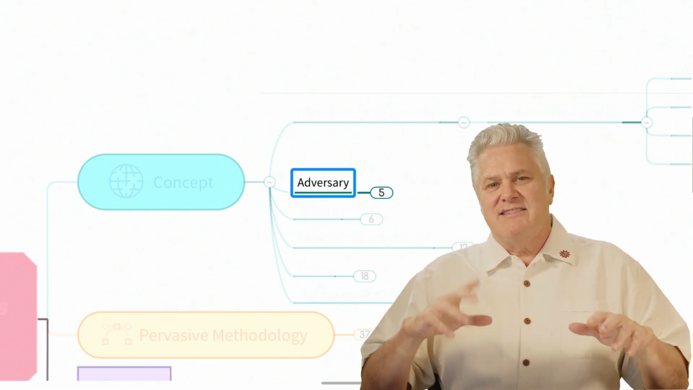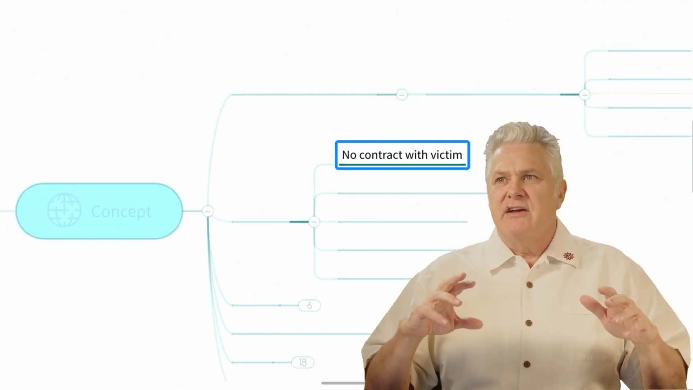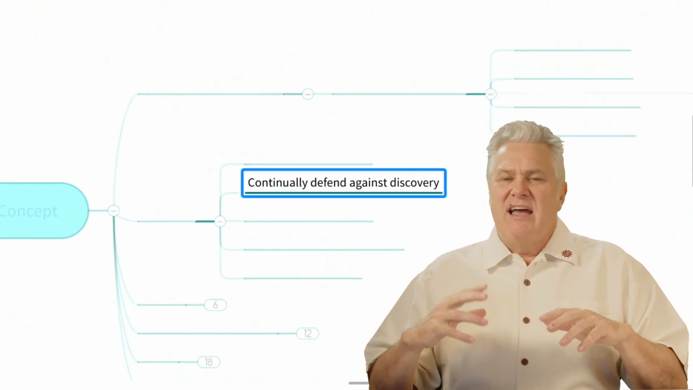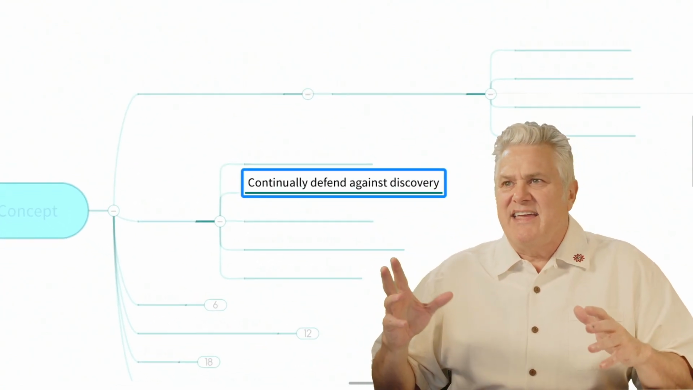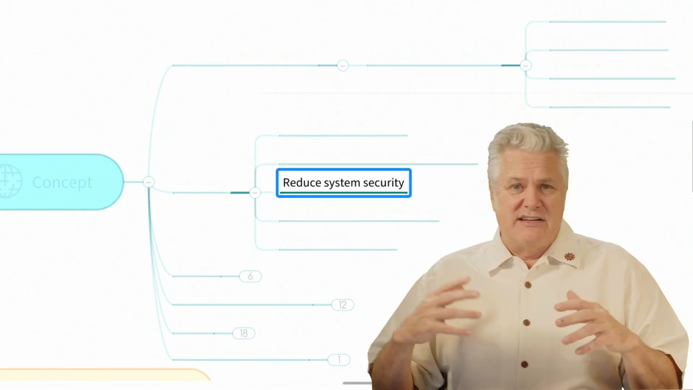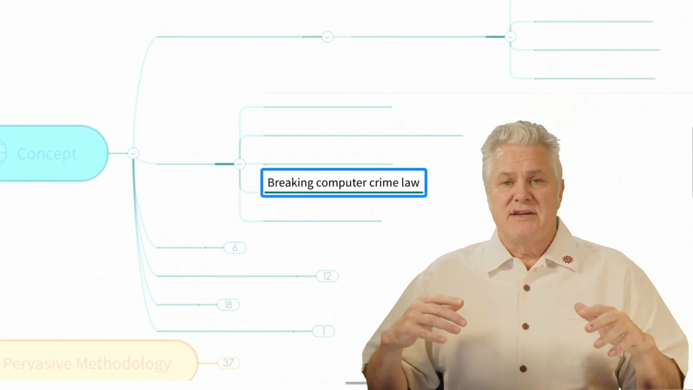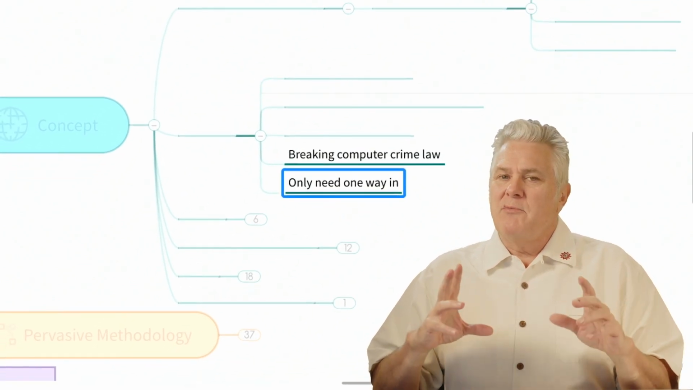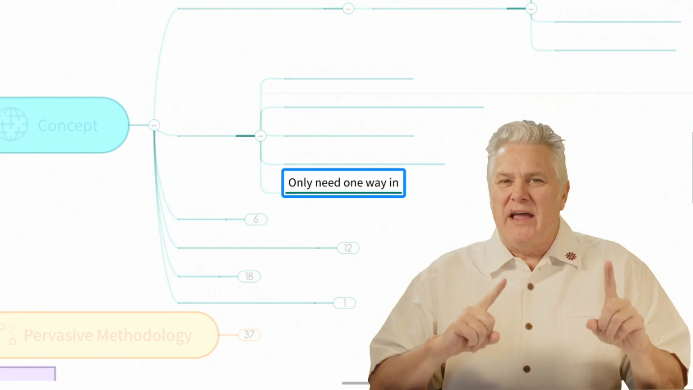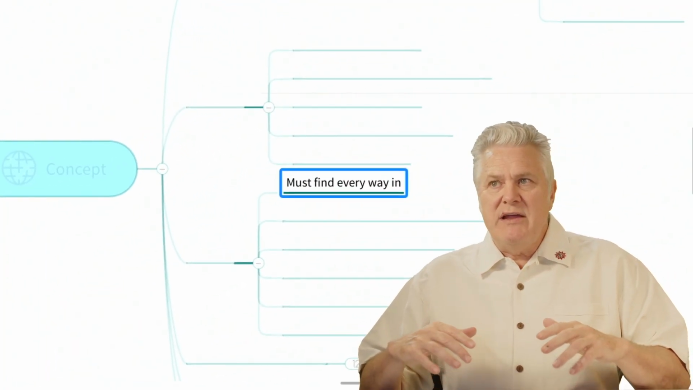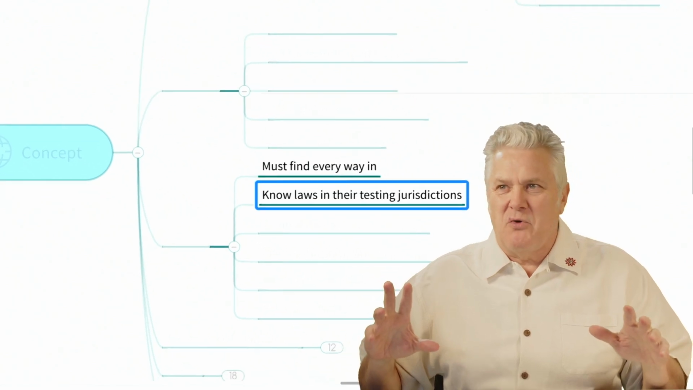Now, if we look at the attacker or the adversary, remember, they don't have any contract with the victim. They have to continually defend against discovery, and they're trying to reduce our system security to get at some sort of our assets, and they're definitely breaking the law in most cases. Now, the problem is that they only need one way in. As defenders or as testers, we must find every single different way in.